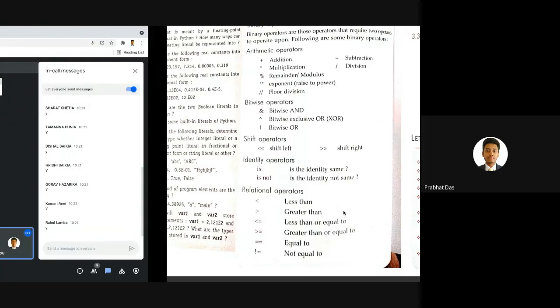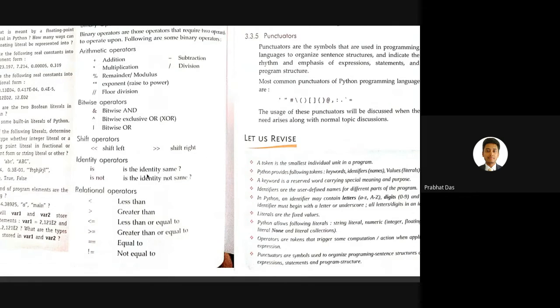Okay, so let's move ahead to the next operator that we have, which is relational operator. So relational operator will help us to establish the relationship between two or more operands. So how it exactly works? You can see there are multiple relational operators: greater than, less than, greater than or equal to, less than or equal to, and not equal to.